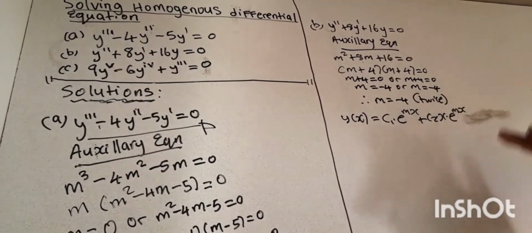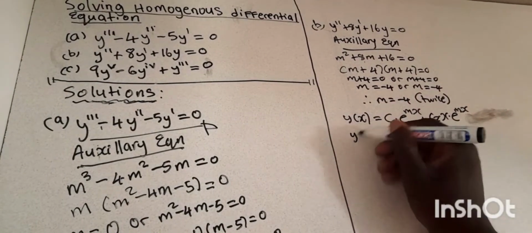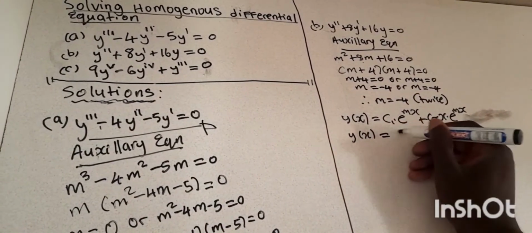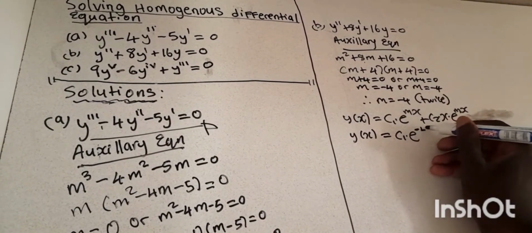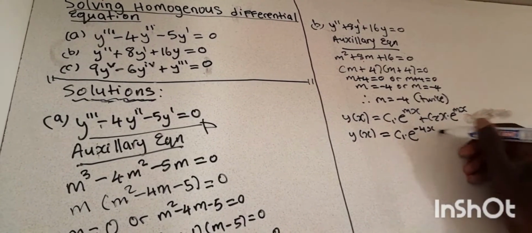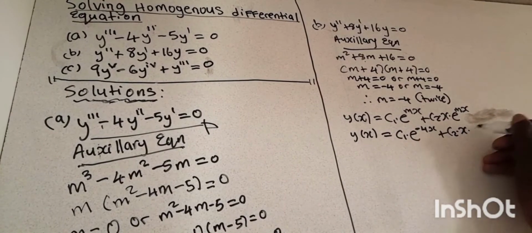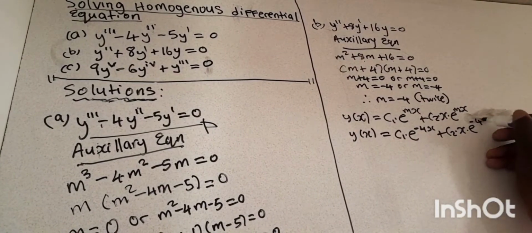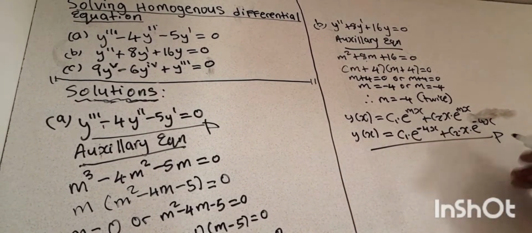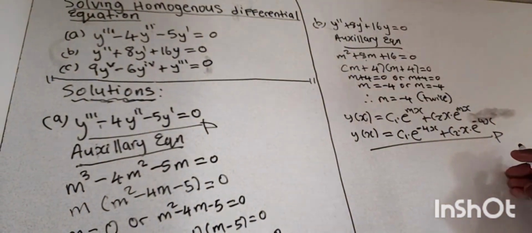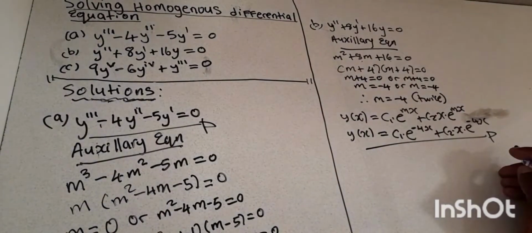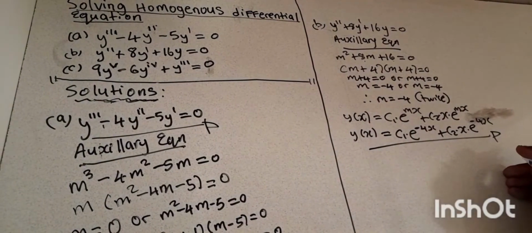In this case, we would not have triple solutions. So now this one will be y of x equals, where there's m, we're going to put minus 4. This is c1 times e to the power minus 4x plus c2 times x times e to the power of minus 4x. This is the general solution of that. So you can see that this is very simple. It's a very simple problem. So we can move on to number C.